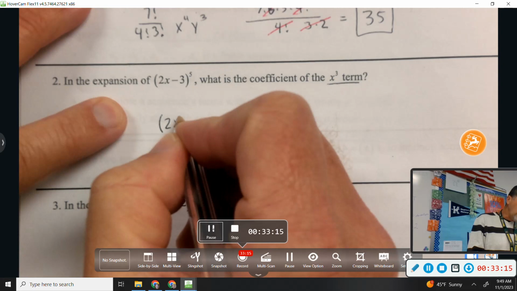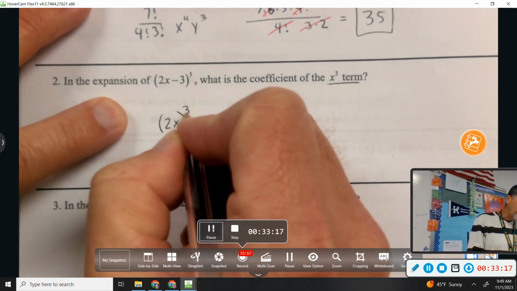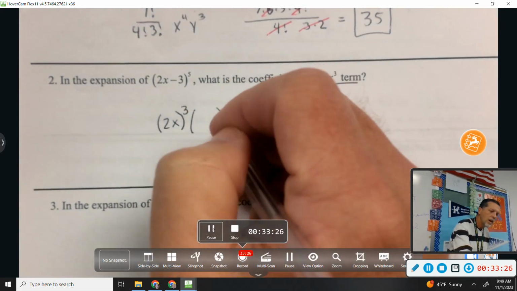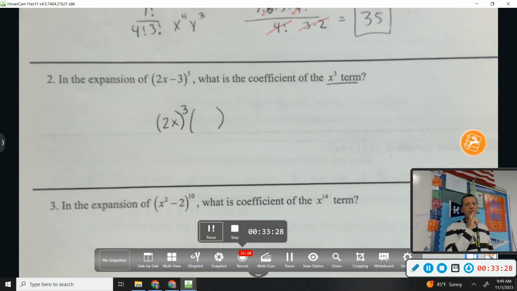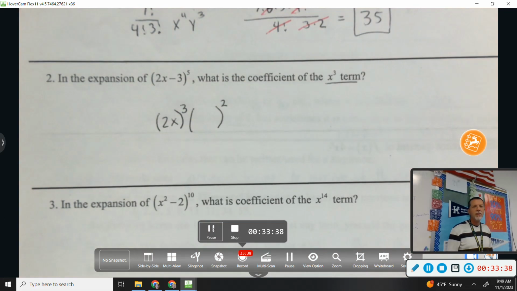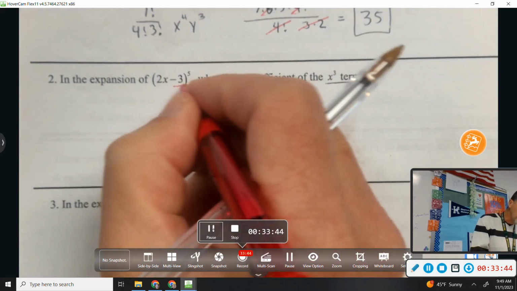It wouldn't have just been x cubed, it would have been 2x cubed, right? Because you would cube the whole first thing, which would be 8x cubed, but hold that thought, because I got to cube all of 2x. And the powers have to add to 5, so something's getting squared. What is getting squared? The negative 3, good, because that's the second piece.